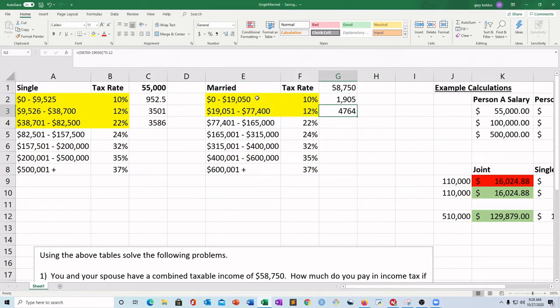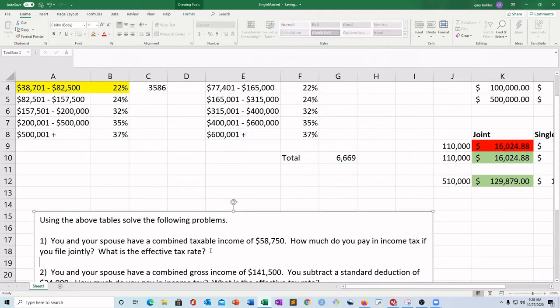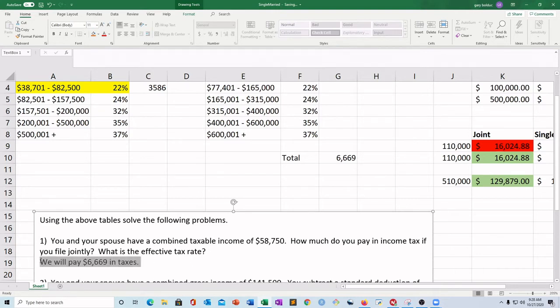Okay, so then our total amount that we'll have will be, let's highlight this here, will be this plus this. Because we only filled up these 2 brackets. We didn't fill the second one up all the way, but we got into it. So then our total will be, and we can put a little equal sign here, this plus this, $6,669. So we will pay $6,669 in taxes. Awesome. So let's put this in blue.